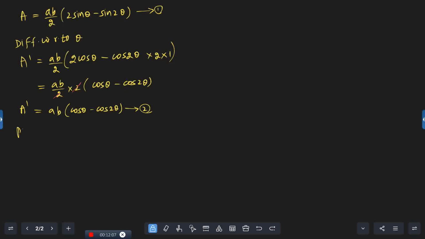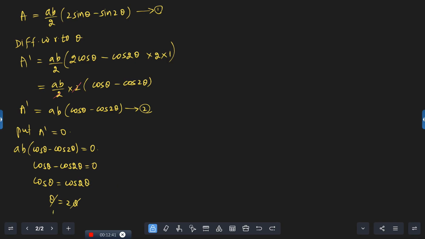So you should put A dash equal to 0, then only you can find the theta value. So AB into cos theta minus cos 2 theta is equal to 0. Multiply AB when you send opposite, 0 divided by anything is 0. So cos theta minus cos 2 theta equals 0. Minus cos 2 theta when you send opposite, plus cos 2 theta you will be getting. When you apply cos inverse on both sides, theta equal to 2 theta you will be getting. Theta cancels, 1 equal to 2, impossible.